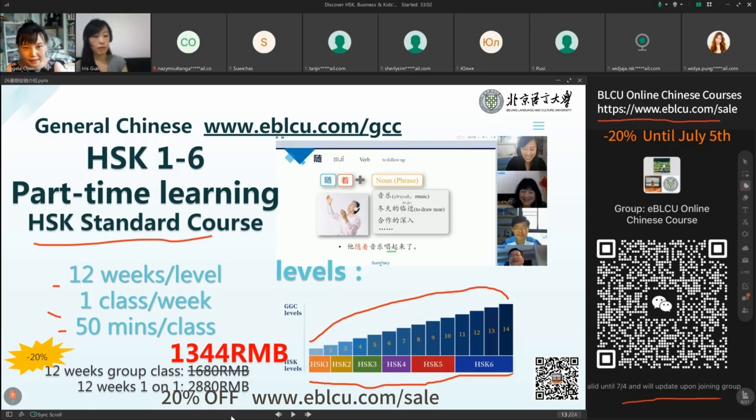And as I said before, we have two choices for the HSK course. You can do a group class, studying together with a small group of students, starting from 3 to 10 students in a group, relatively small groups. And you can also choose to have it one-on-one, just you and the teacher, but they have the same learning material and learning mode.